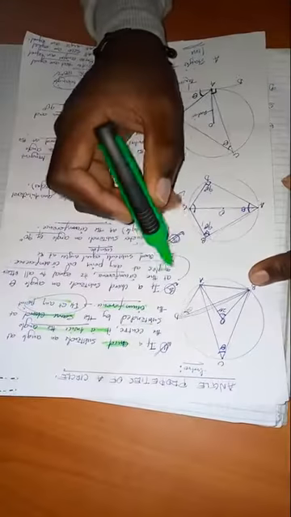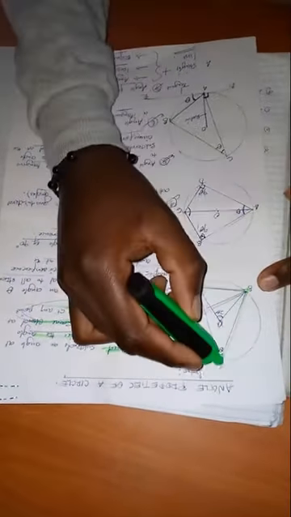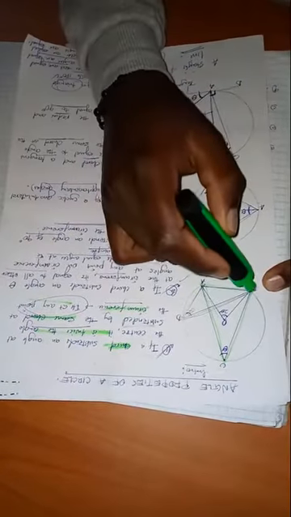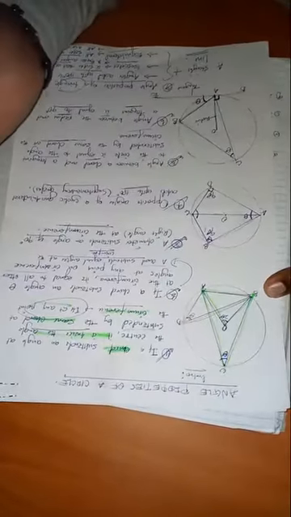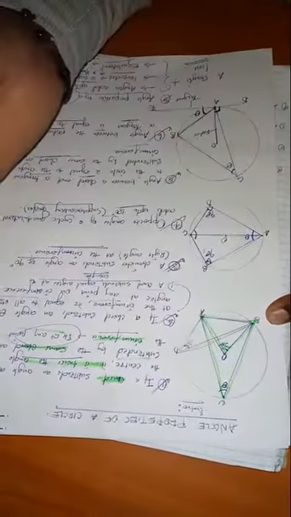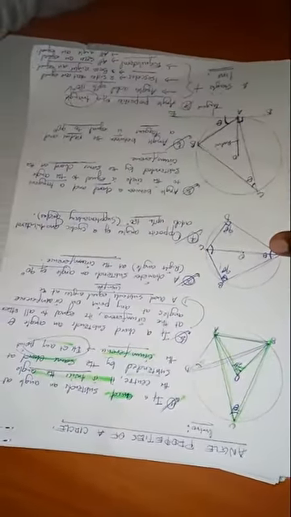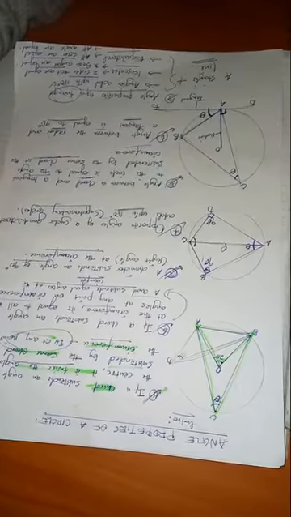For example, you have chord AB. It subtends an angle at C, and it also subtends an angle at O. O is the center of this circle. This angle here is twice this angle. So if this is theta, then this angle is 2 theta. That is the first property that you need to know.